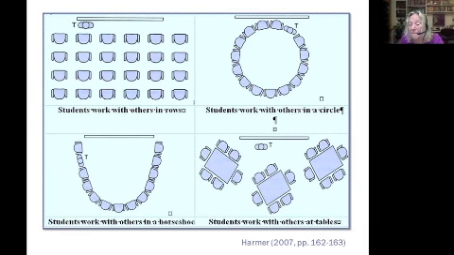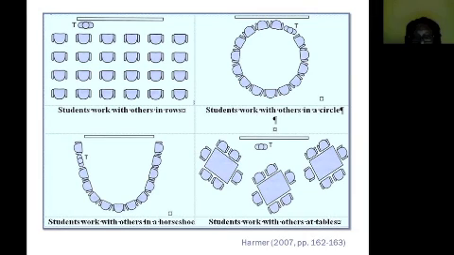Do you have a favorite? What did I say before? Did I say top left? I meant bottom right and bottom left. Okay, I'm getting myself mixed up. The tables and the horseshoe. All right. We could say tables, horseshoe, rows, and circle. That might be easier. Okay, so either the tables or the circles. Sorry, getting them backwards.